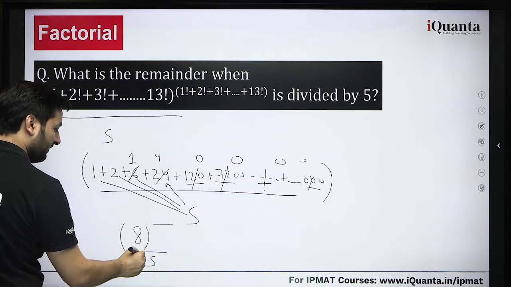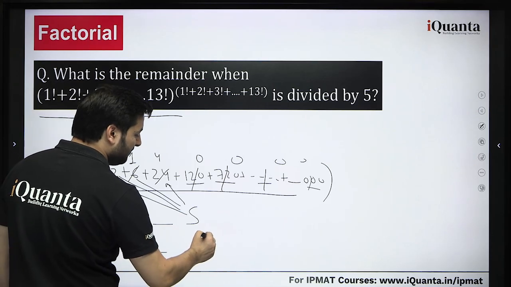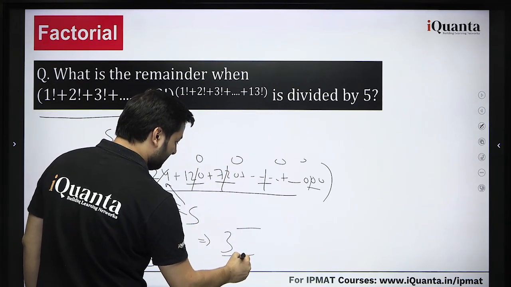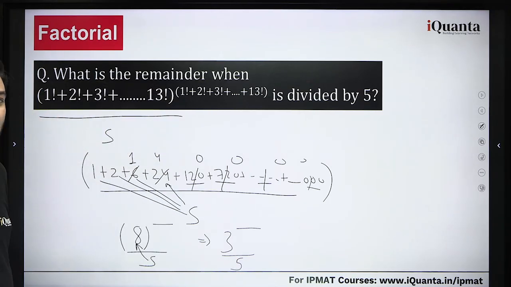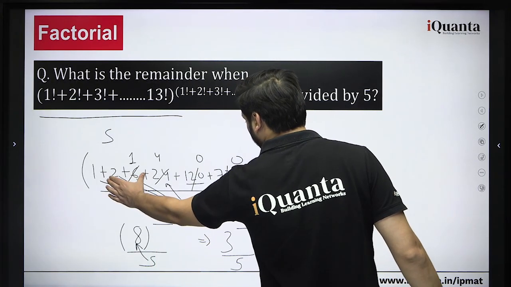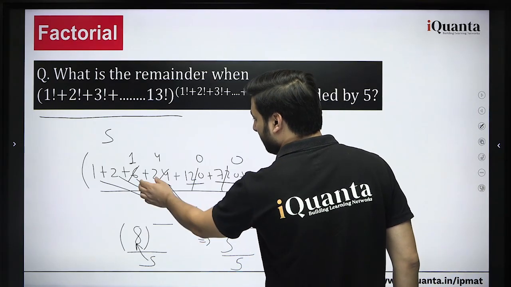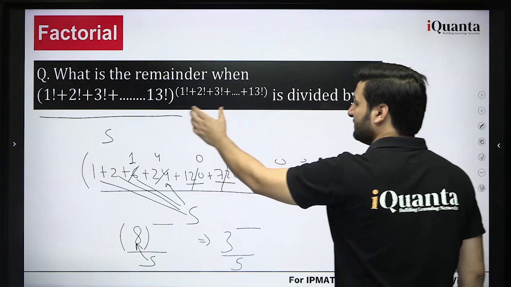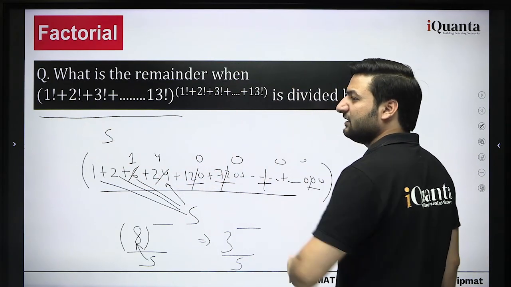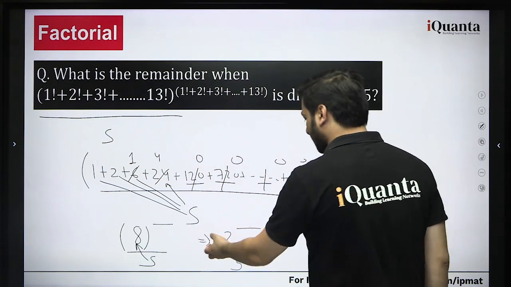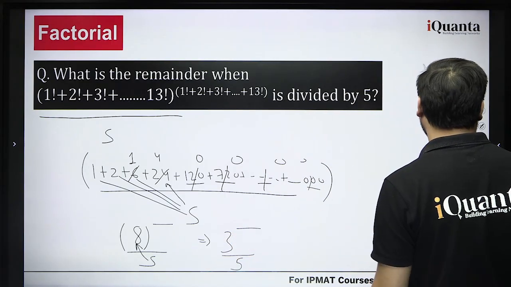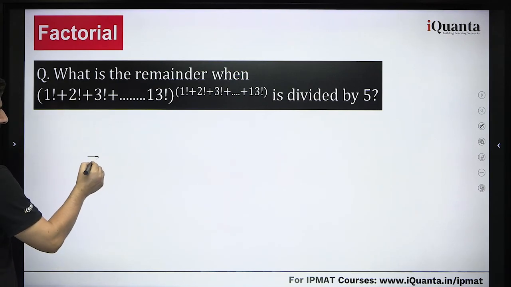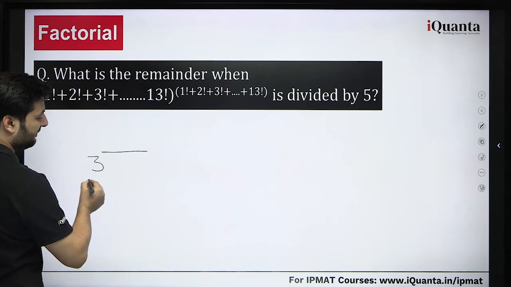But again, 5 can divide this 8 and it will become 3 to the power of this entire sum divided by 5. Yes or no? I hope this is clear. If we divide the base by 5, because 5 always disturbs the base, the divisor is 5 and it can divide the base and replace it with the respective remainder, and that is 3 to the power of something divided by 5. So now I am finally writing my question as 3 to the power of this entire sum divided by 5.